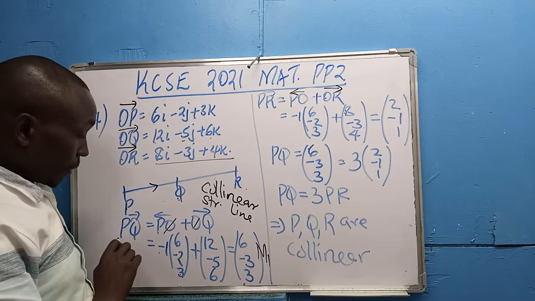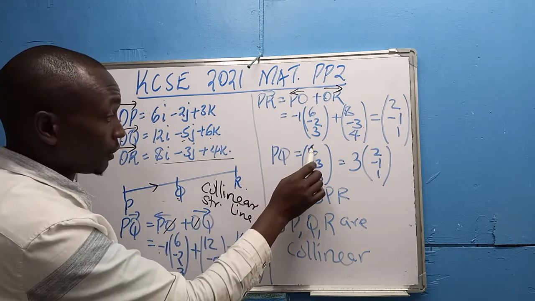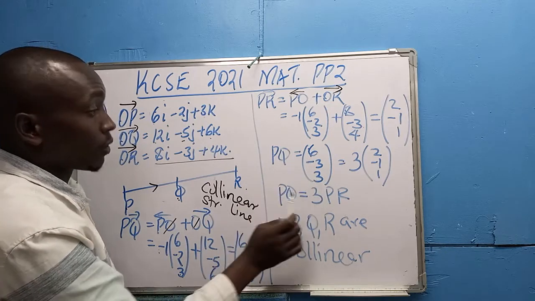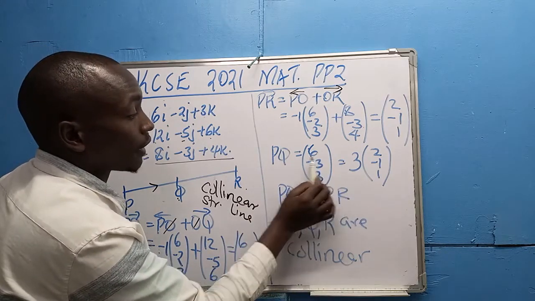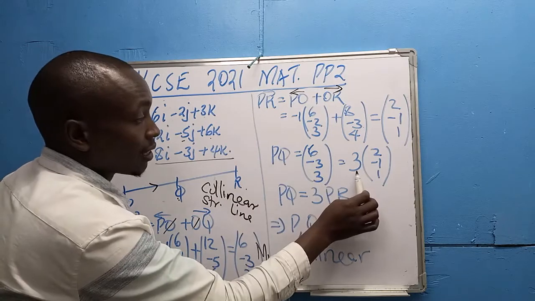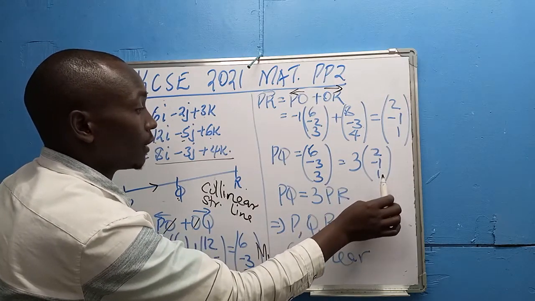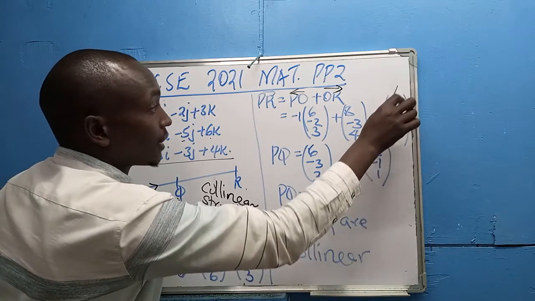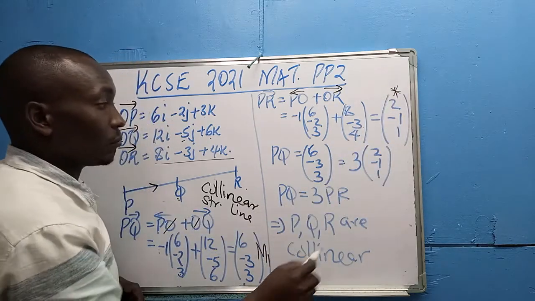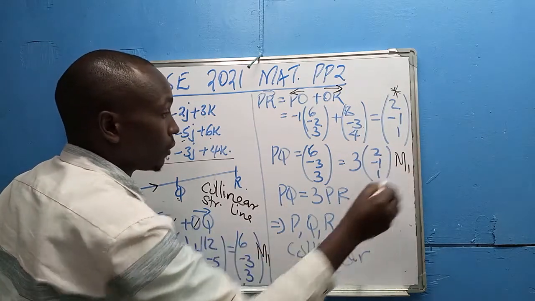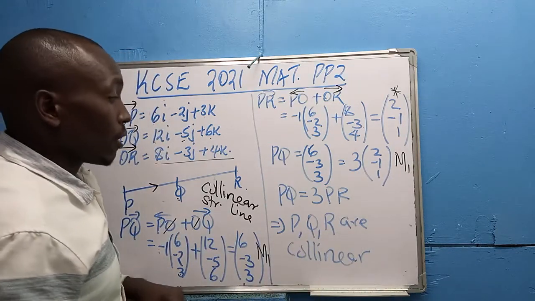We come back to vector PQ. PQ is 6, negative 3, 3. This one, I can decide to factor out the common factor 3. Then what remains inside is 2, negative 1, 1. Exactly this vector. What does that mean? If a student can go up to that point, another 1 mark.